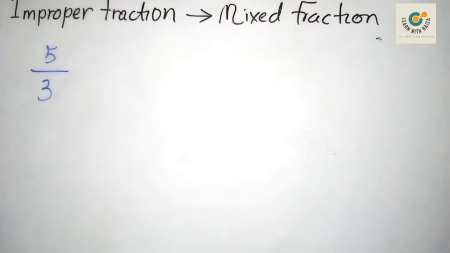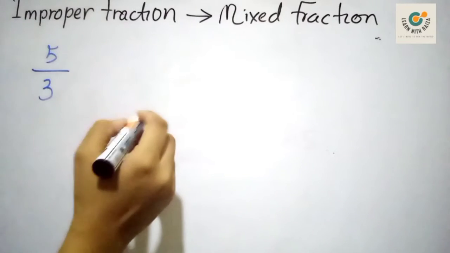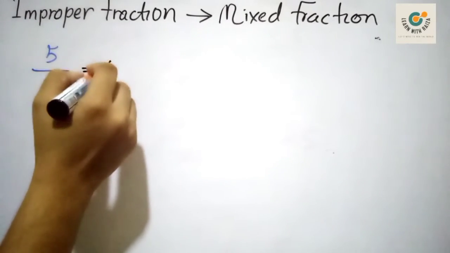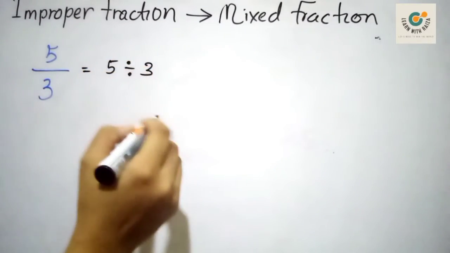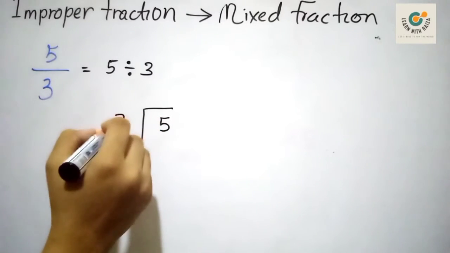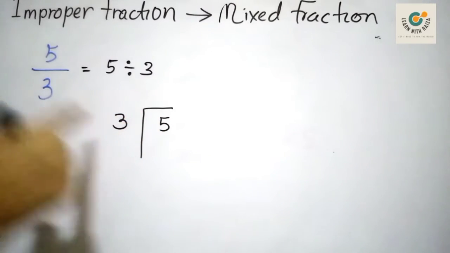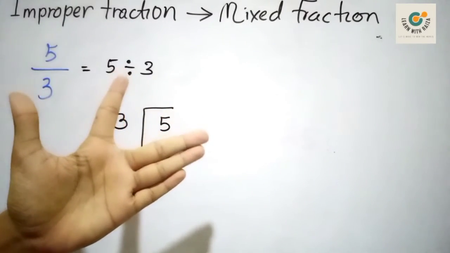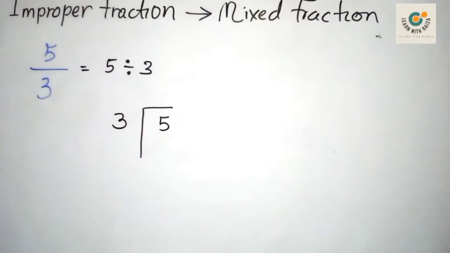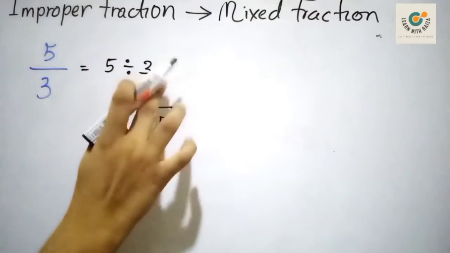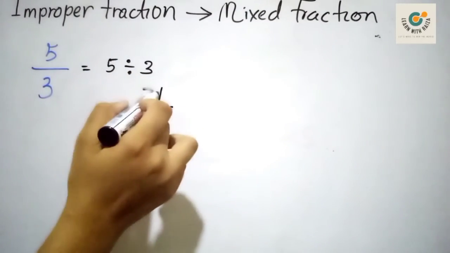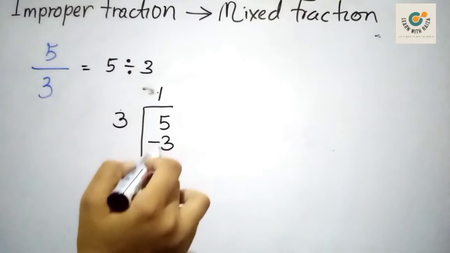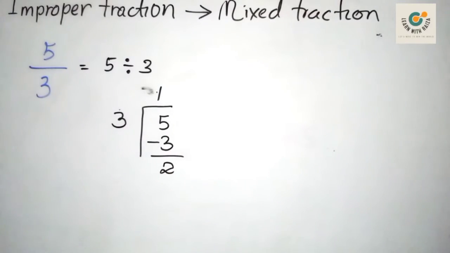So when you are converting this improper fraction to a mixed fraction, what you have to do is division. This is something like 5 divided by 3. So I can divide 5 and show you now. In 5, how many 3's are there? You can see one 3 is there. So I can write it here, 1. 3 times 1 is 3. 5 minus 3 is 2. Only this. Don't try to divide further. You have to write only this.